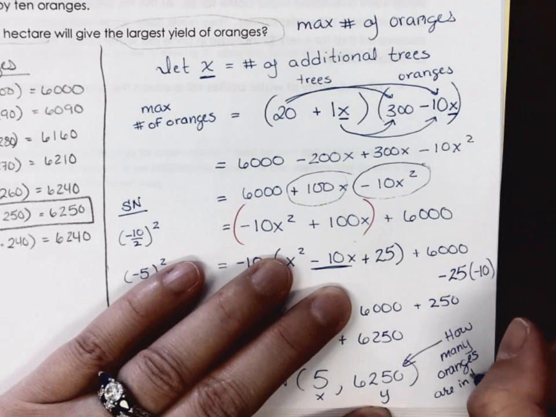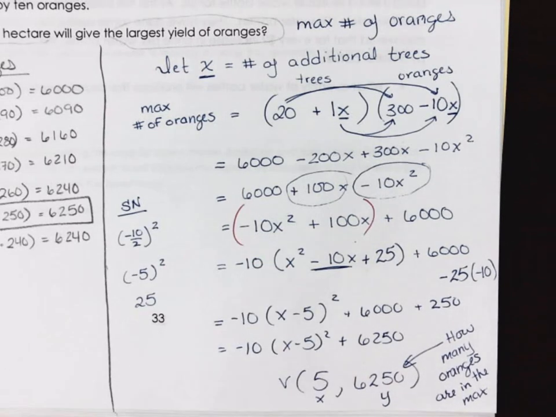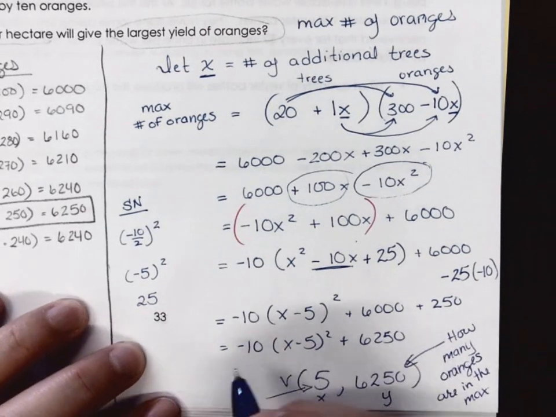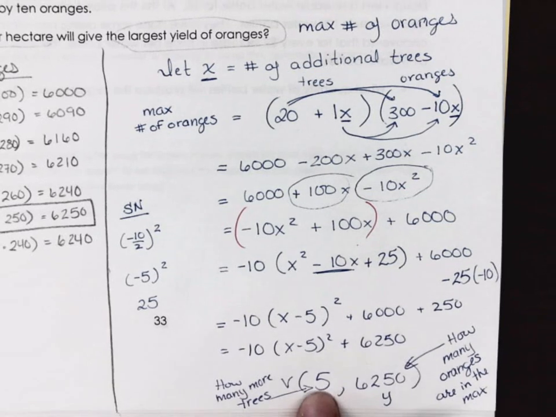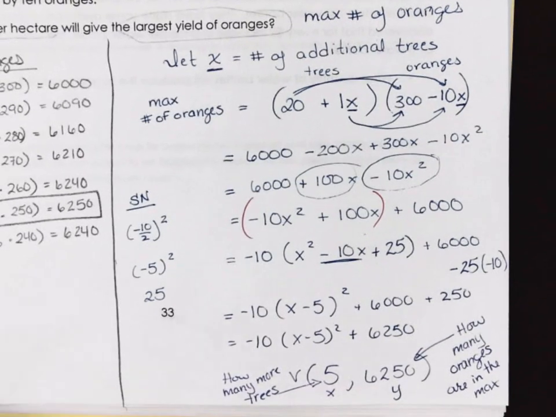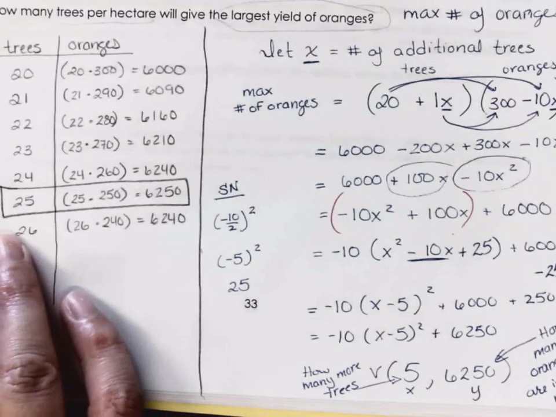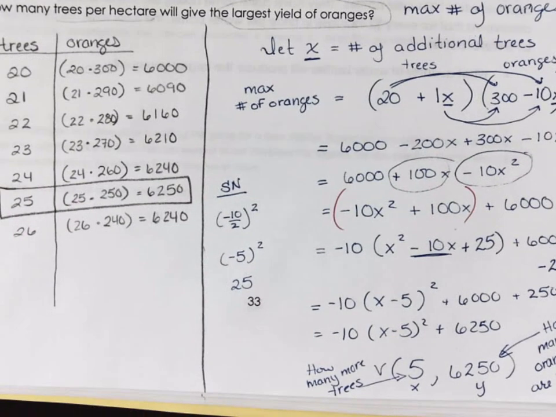are in the max. I really hope you guys left more room than I did. Are in the max, and the 5 tells me how many more trees I need. So I need 5 more trees, so that means I'm going to be at 25 trees in total, and that's going to give me 6,250 oranges. And we knew that was the answer already from the work we did in our table.